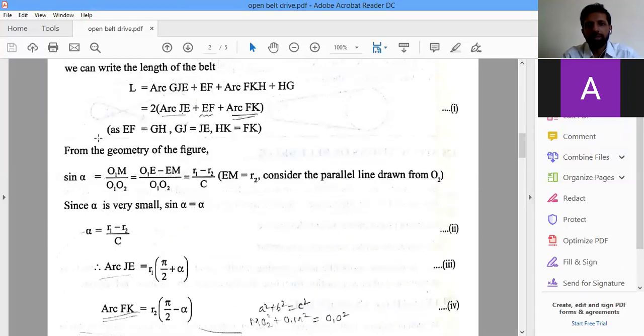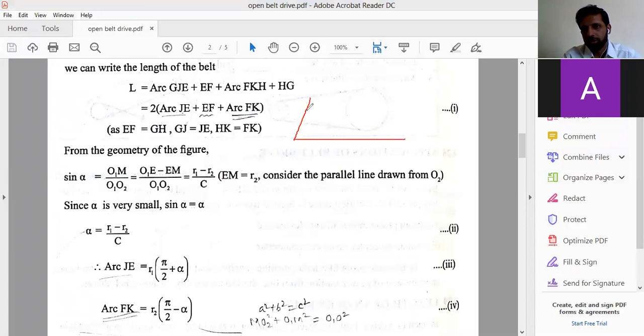So for that, what do we have over here? I'll just write it here. We have O1 here, O2 here, and the M point over here, and this is the angle alpha. Now if you want to know this distance, we should know the sine alpha of this. So sine alpha is nothing but O1M divided by O1O2, right? That is the first step: opposite side by hypotenuse.